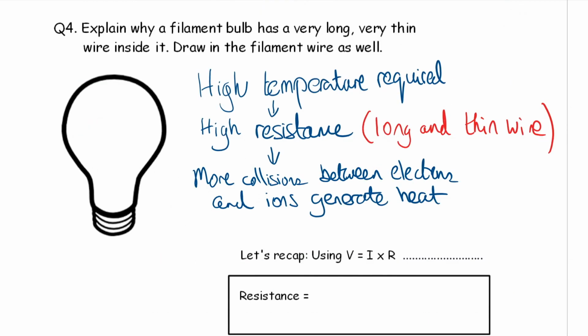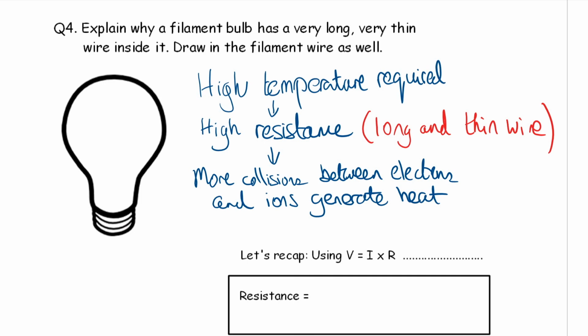Question 4, I'm going to do with you. It's a real challenging question. You've got to make quite a few connections in your understanding. It asks, explain why a filament bulb has a very long, very thin wire inside it. Draw in the filament wire as well.